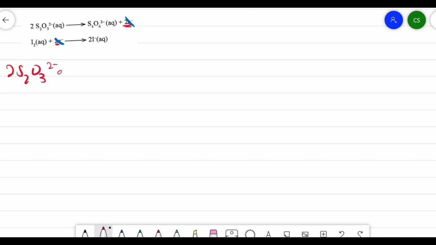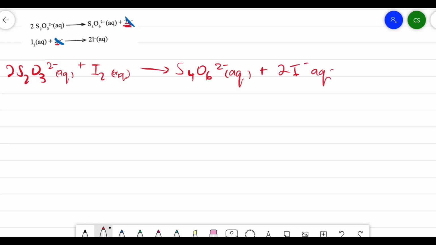2S2O3 2 minus in its aqueous state of course, plus I2 in its aqueous state yields S4O6 2 minus in its aqueous state, plus 2I minus in its aqueous state.